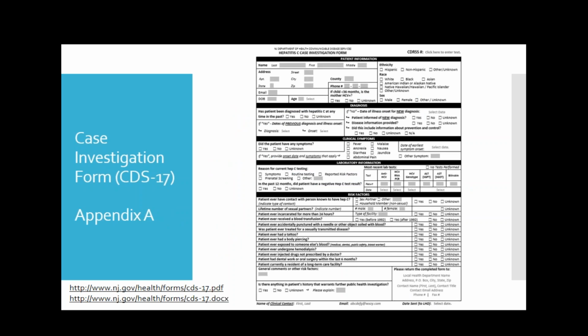Now, this slide shows the newly revised CDS 17 form, which was mentioned earlier in the presentation. And it's also presented in the case investigation guideline document as Appendix A. And I should add that it's now in a downloadable and fillable format on the website. And these links at the bottom of the slide can be accessed to get this form.